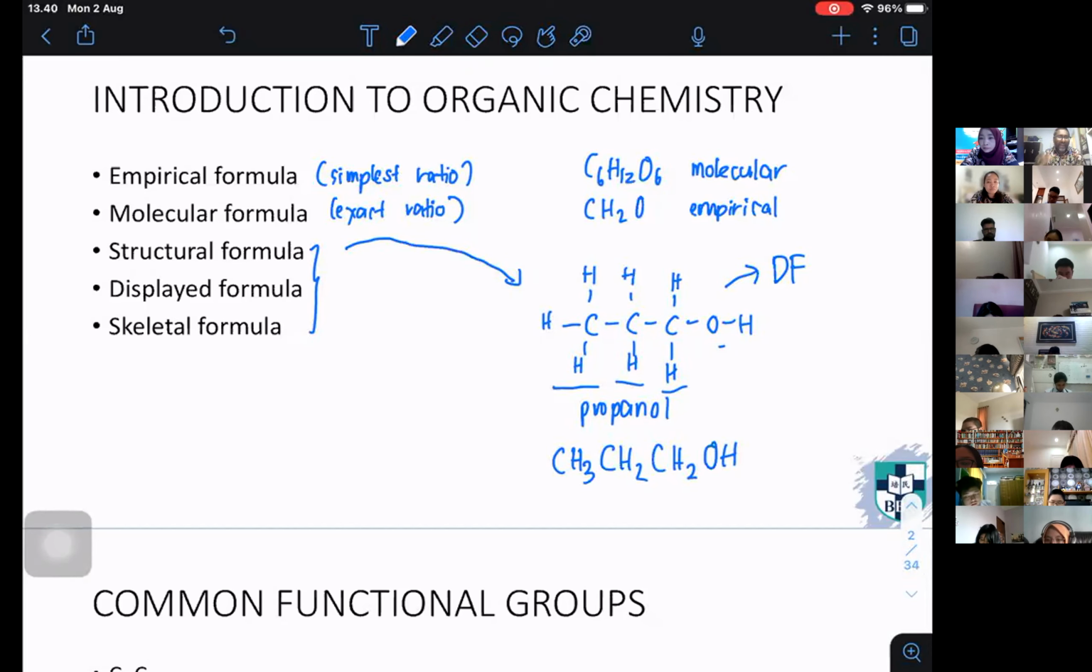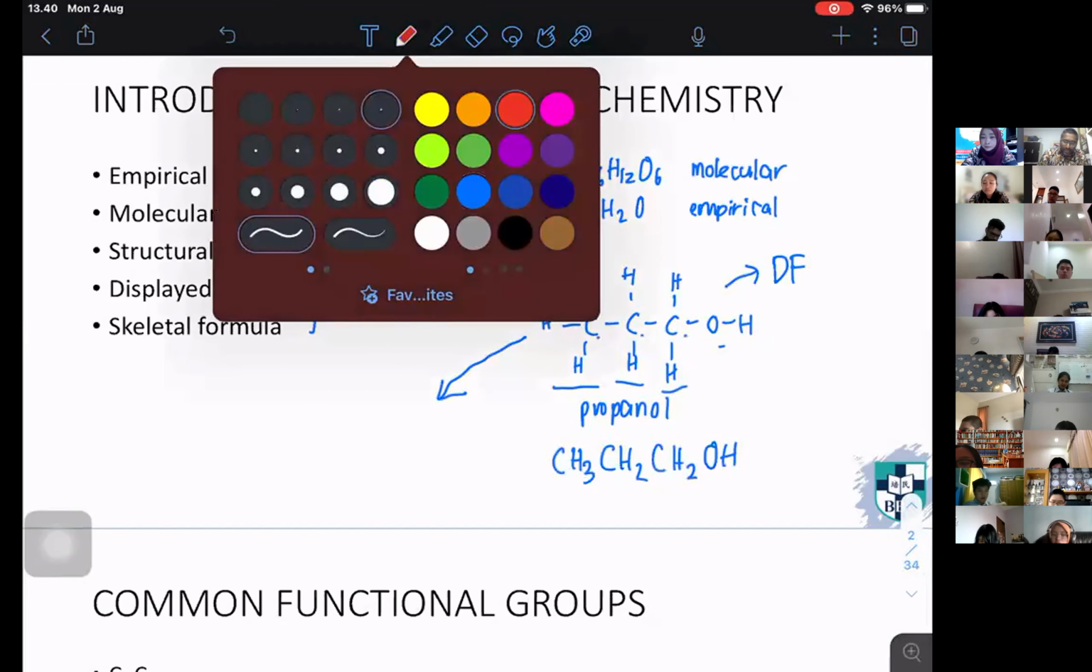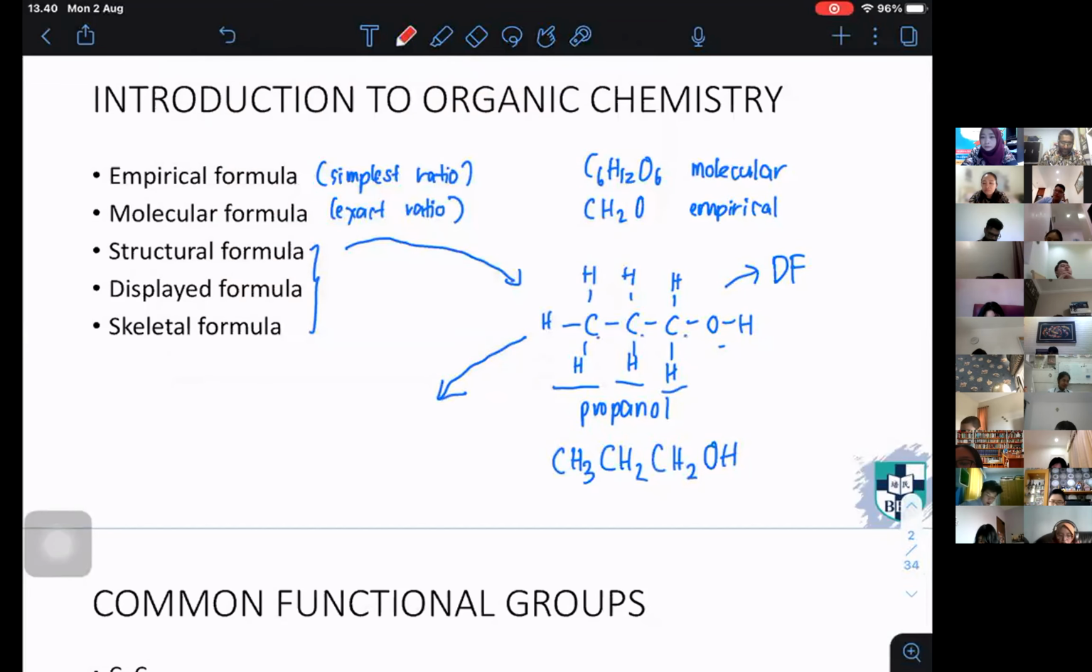And the last one is how do we write skeletal formula? Skeletal formula for some of you might be confusing, but it's quite easy, because that's the simplest way of writing. We will not write carbon. We will not write hydrogen. So how do I write? The best way is to refer to your displayed formula. If you have 3 carbons, how do I use skeletal formula?